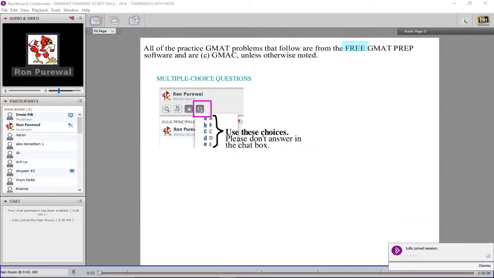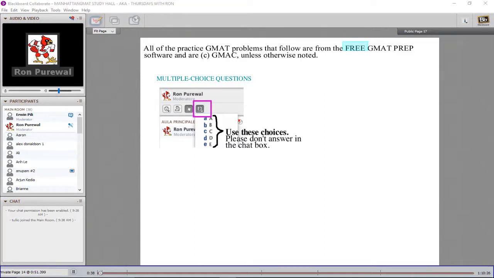When we show you problems that we don't source, they are from the free GMAT prep, although actually most of today's are from our materials. And don't forget that this is where you find the multiple choice options.